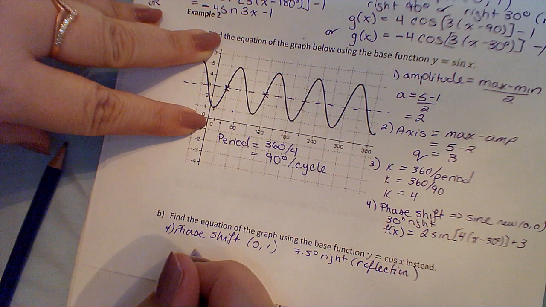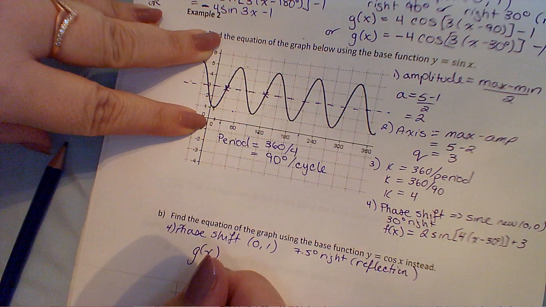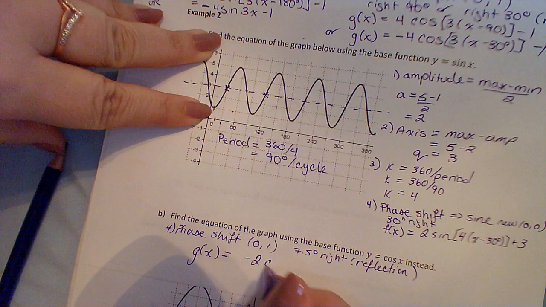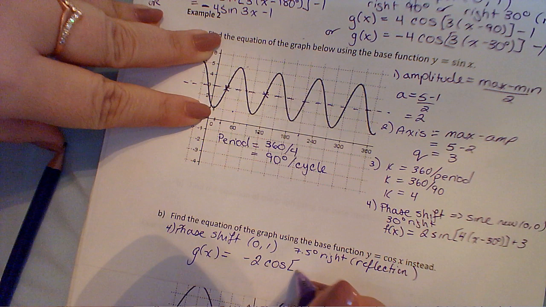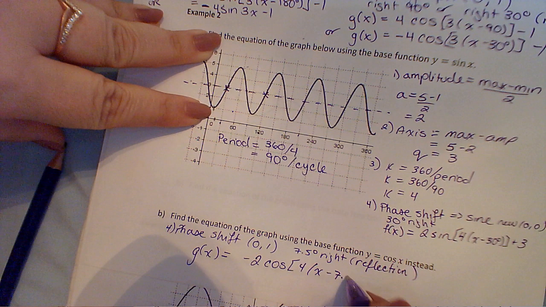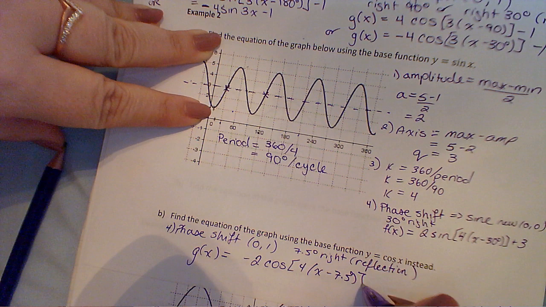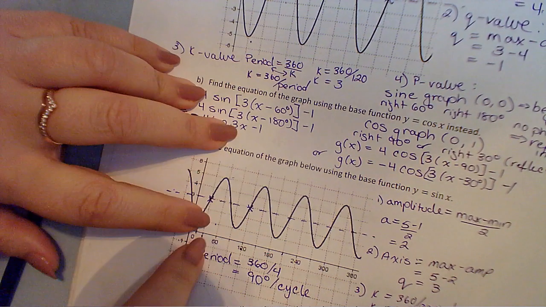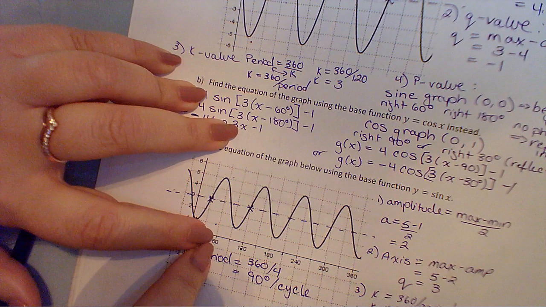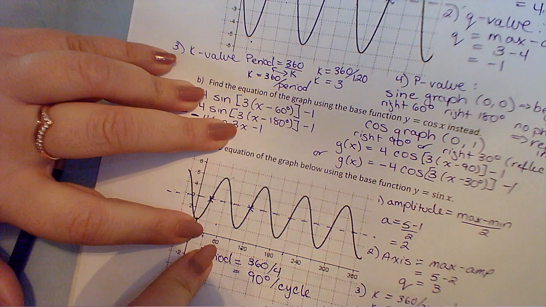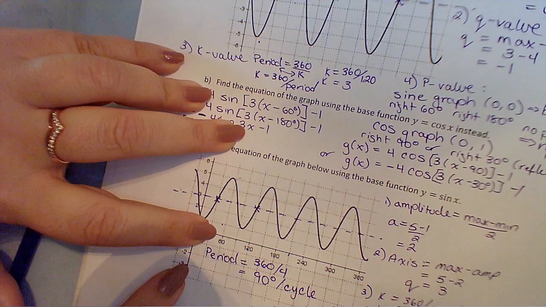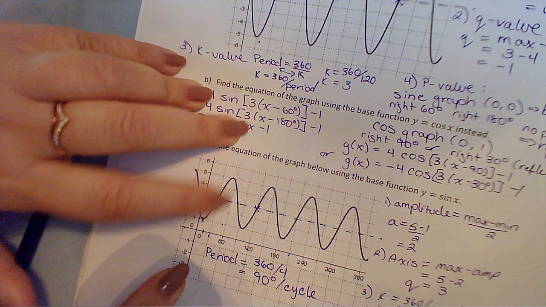So that would be, for instance, g of x equals -2 cos(4(x - 7.5)) + 3, with a negative sign in front because it starts down instead of up. Now, if you picked this point up here, then it would be 7.5 degrees past the halfway point of 30 to 60. So halfway between 30 and 60 is 45. 45 plus 7.5, so 52.5 is what I would expect for that point up there.